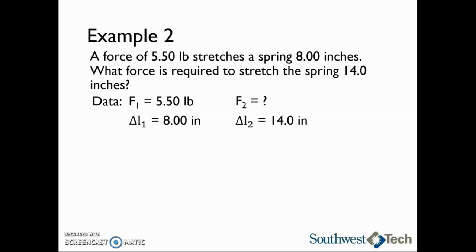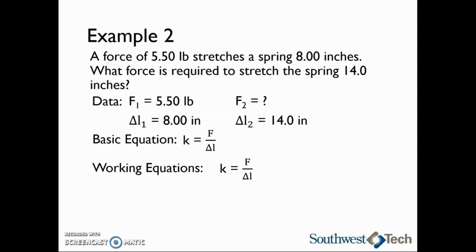The basic equation we will use to solve this Hooke's law problem is that K, the spring constant, equals F, the force, divided by delta L, the change in length. In this problem, we will have two separate working equations. The first one is simply the basic equation, K equals F divided by delta L. The second equation we will need is that force F equals K, the spring constant, times delta L, the change in length. Next, let's substitute into our working equations. First, we will find the spring constant K, then we will use that same spring constant to find the force needed to stretch the spring to a certain length.